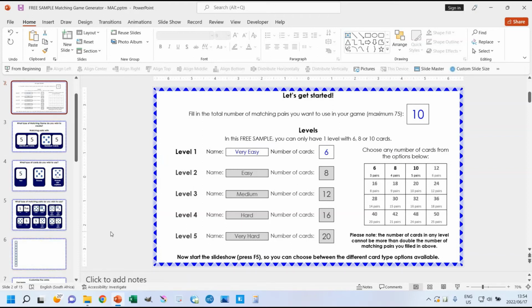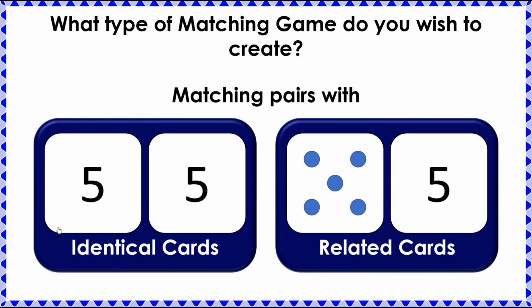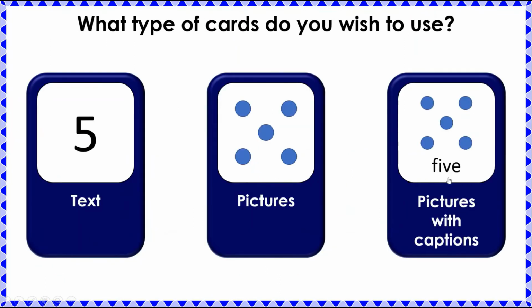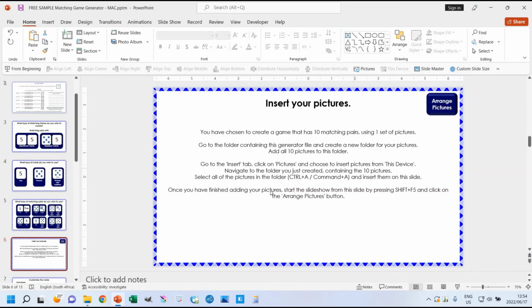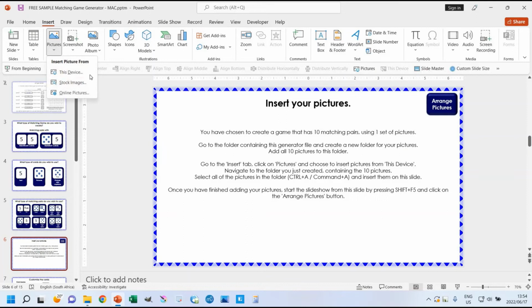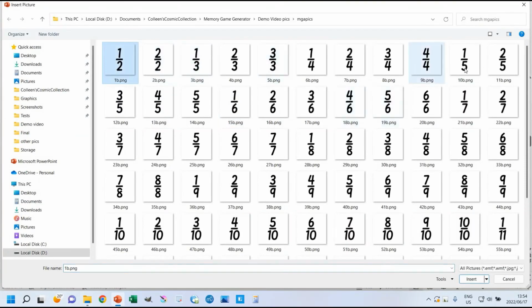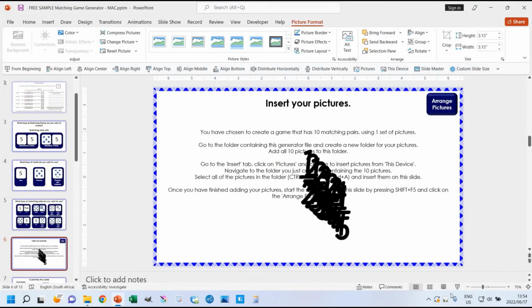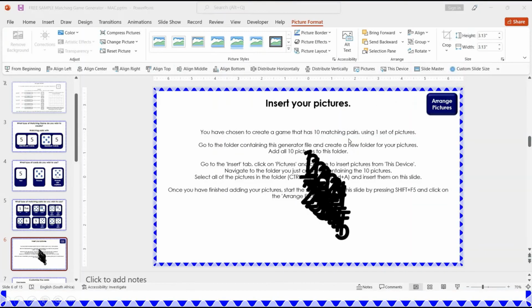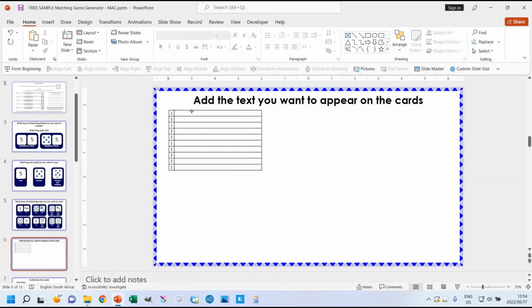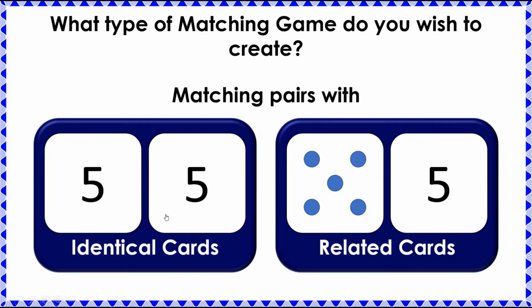Okay, now let's have a look at what it looks like if you are going to do pictures with captions. Same thing. It brings up the same message because you have to do the same thing with pictures over here. So we're going to insert pictures from this device and add those 10 pictures again. But this time when I click on arrange pictures, it puts them in and gives you space for putting your captions in.